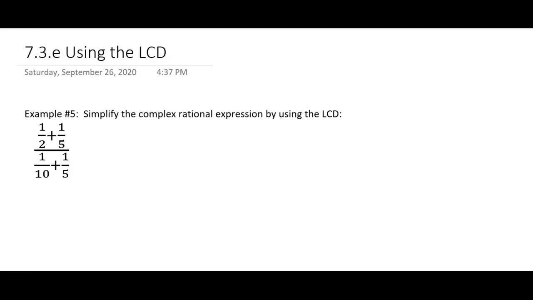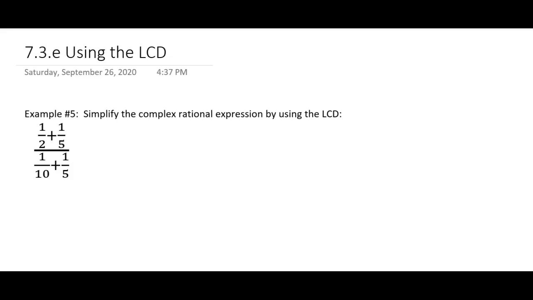So the first method on these problems was to use division. Now we're going to use the LCD. It doesn't matter which method you use. Some people like one over the other. I used to always like this method better, but sometimes I like the division method, so it's handy to know both.